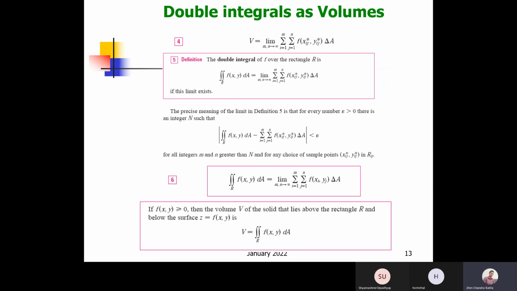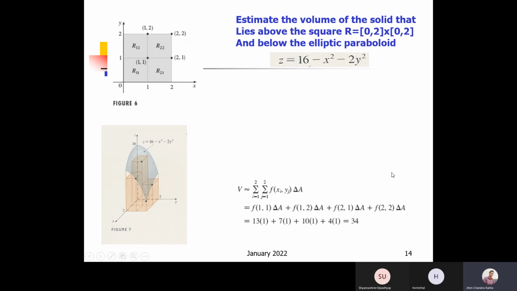about volume. Remember, I'm not roping in any idea about the volume. But if the function given is such that it is always greater than or equal to 0, then this limit is going to represent the volume of the solid that lies above the rectangle R and below the surface z equal to f of x, y. So then it is going to become the volume.